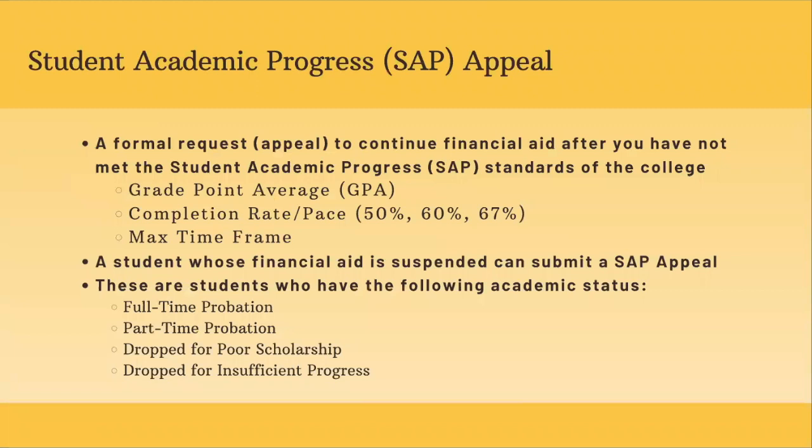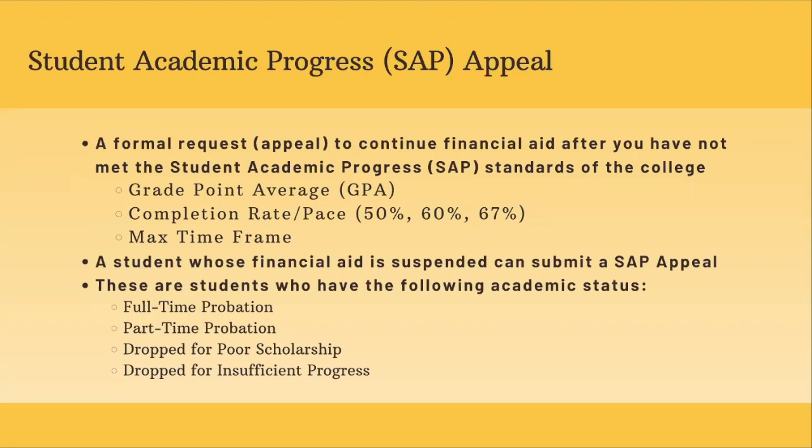Now, a Student Academic Progress Appeal, or SAP, is a formal request or appeal to continue financial aid after you have not met the student's academic progress, or SAP, standards of the college. This may include a grade point average or GPA, a completion rate or pace of 50, 60, or 67%, or you've reached the max time frame of attempted credit hours.